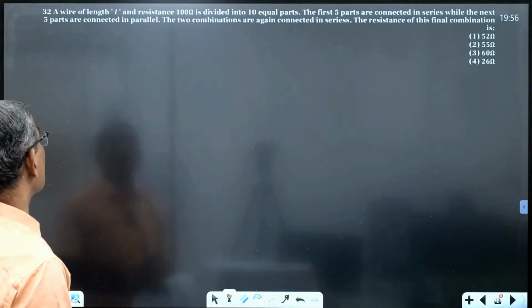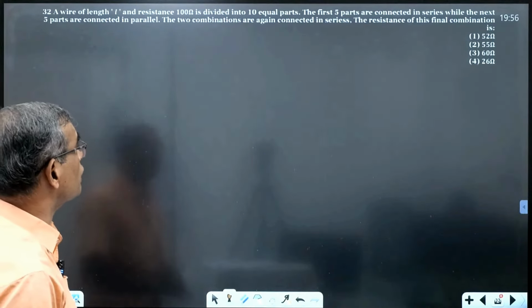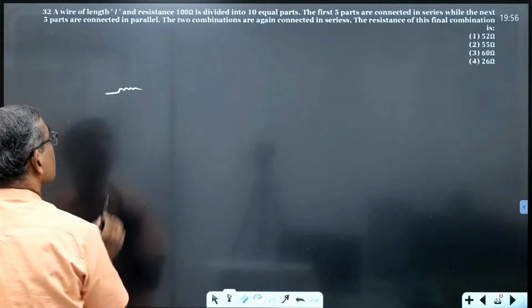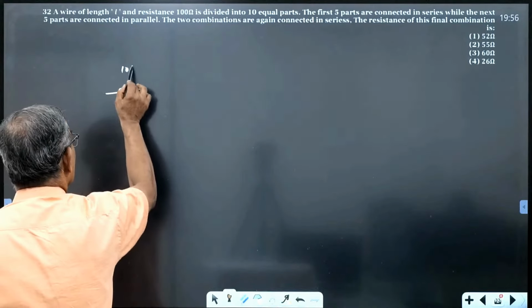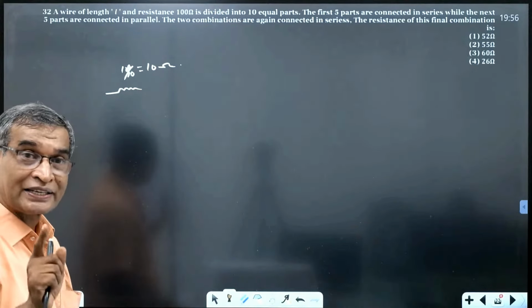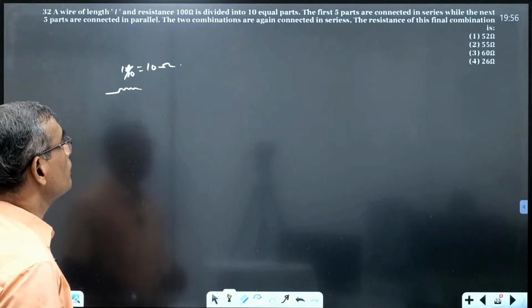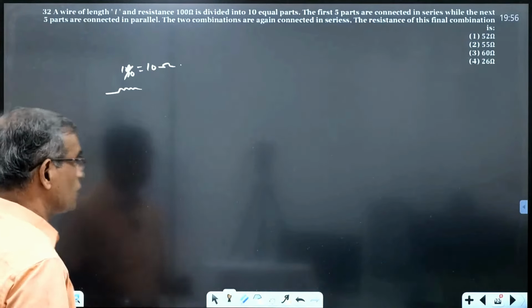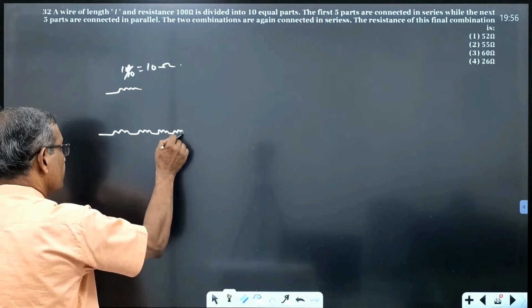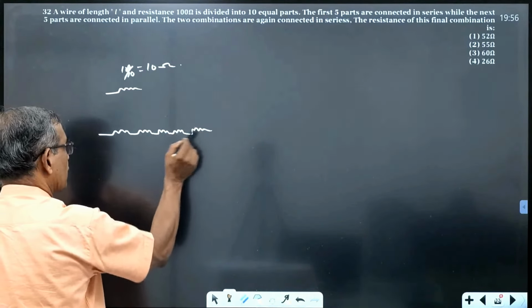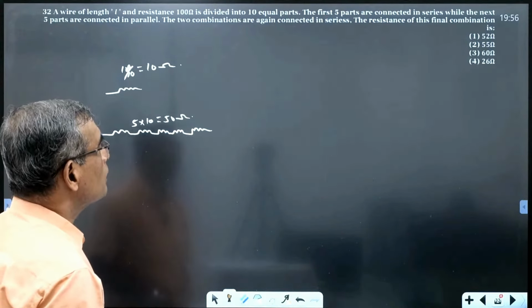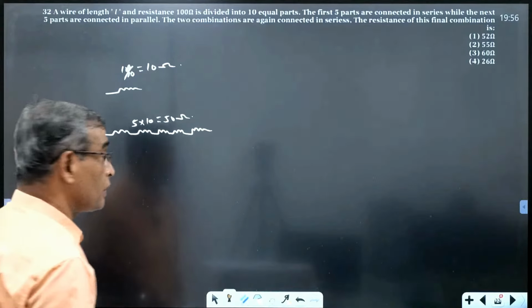Next, a wire of length L and resistance 100 ohm is divided into 10 equal parts. Therefore, now we have 10 equal resistors, each having 100 by 10 is equal to 10 ohm. Or we have 10 ohm resistor segments. The first 5 are connected in series like this: 10, 10, 10, 10, 10. 5 into 10 is equal to 50 ohm, while the next 5 are connected in parallel.